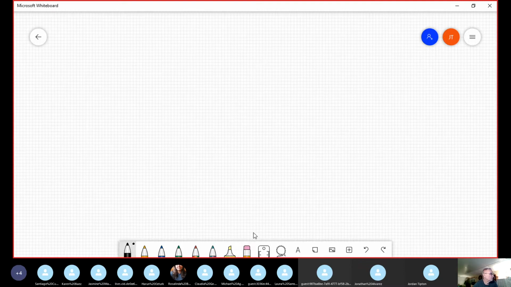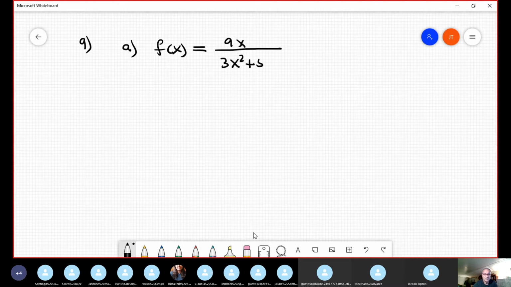Question 9A is f of x equal 9x divided by 3x squared plus 5. They want you to find the vertical asymptote and horizontal asymptote.